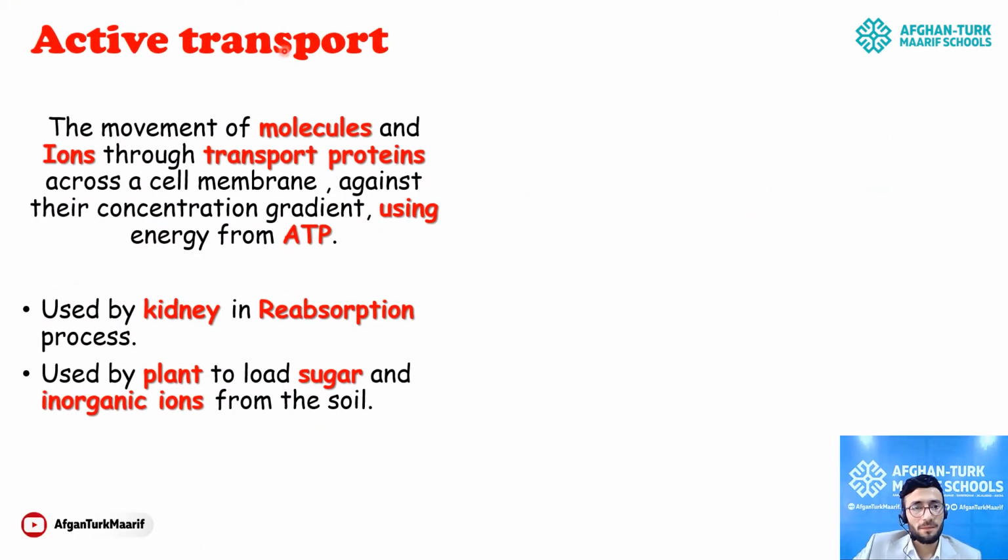Another important type of exchanging material is active transport. When we say active transport, we should know that active transport is a kind of exchanging material method in which energy is consumed by the cell in order to carry out this function. So in the definition of active transport, we can say that it is the movement of molecules and ions through transport proteins across a cell membrane against the concentration gradient using the energy of adenosine triphosphate, or ATP.